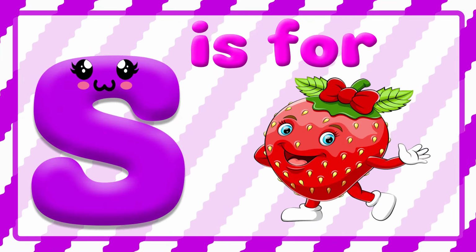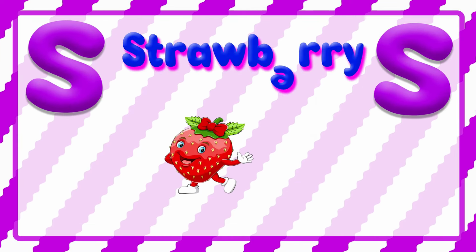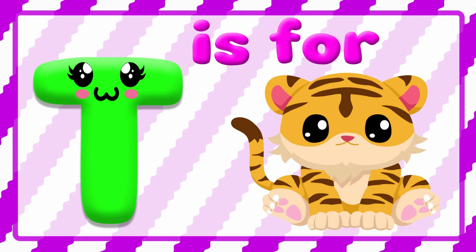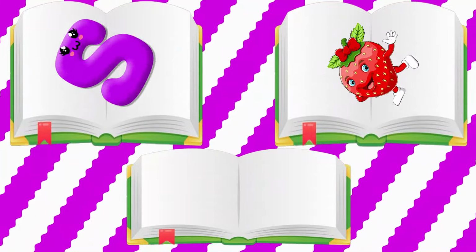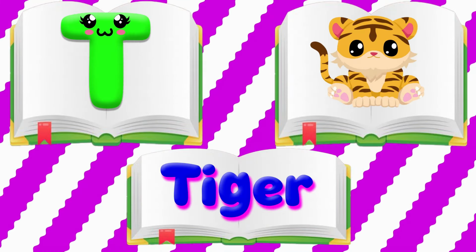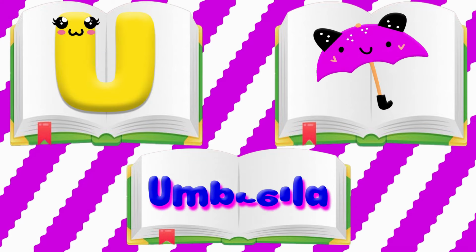S is for strawberry. S, s, s, s. Strawberry. T is for tiger. T, t, t, t. Tiger. U is for umbrella. Umbrella. S, strawberry. T, tiger. U, umbrella.